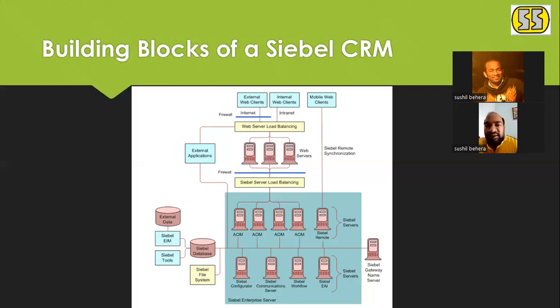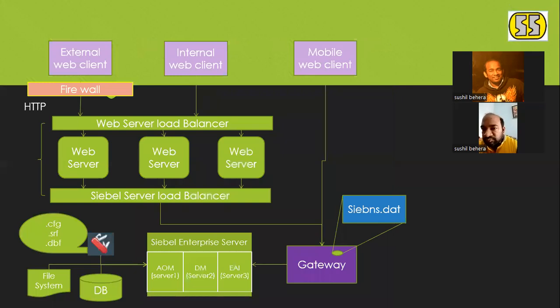Now let's move to the next slide. This slide is the same as the previous slide. I just made it a little bit easier to help you understand. So, the same thing: external web client, internal web client, mobile web client. It will go to the firewall. Between the external web client and the web server, there is a firewall. Now we have the web server, and the web server load balancer is present to balance the load.